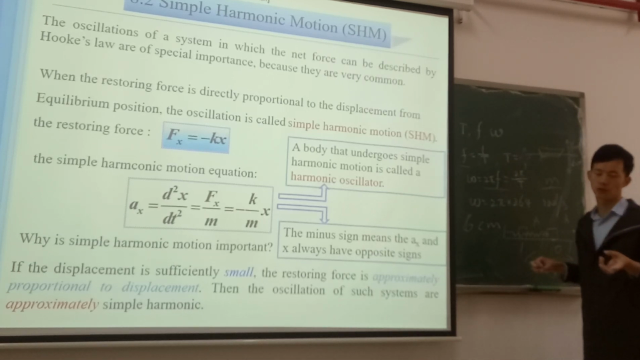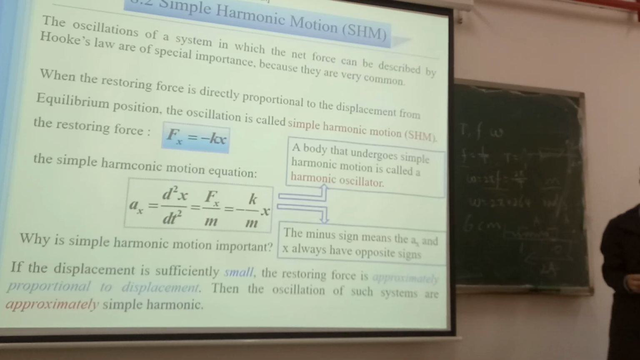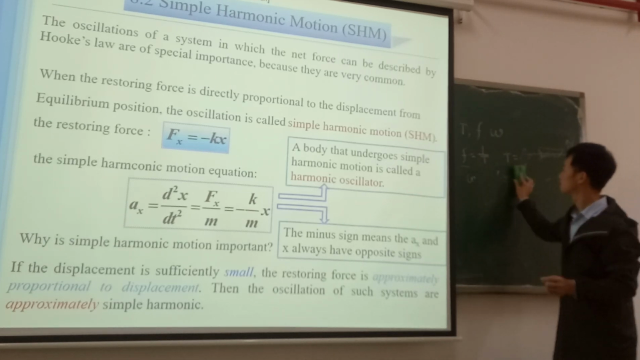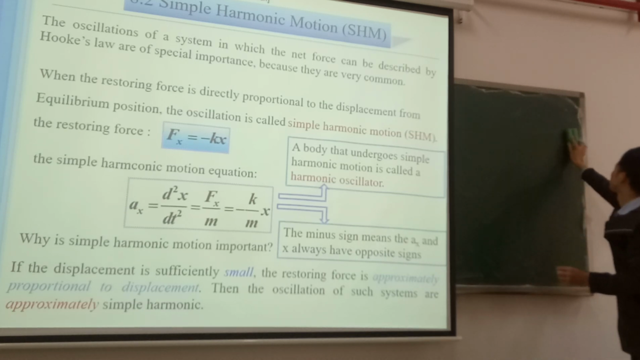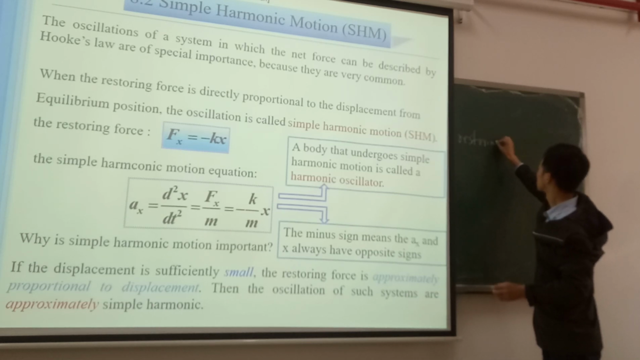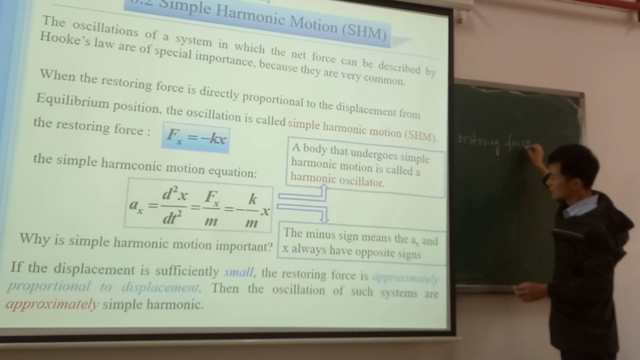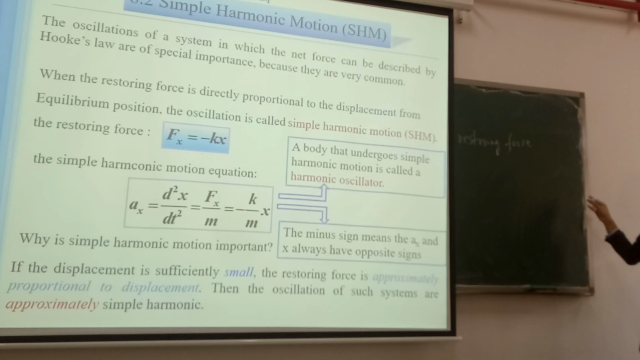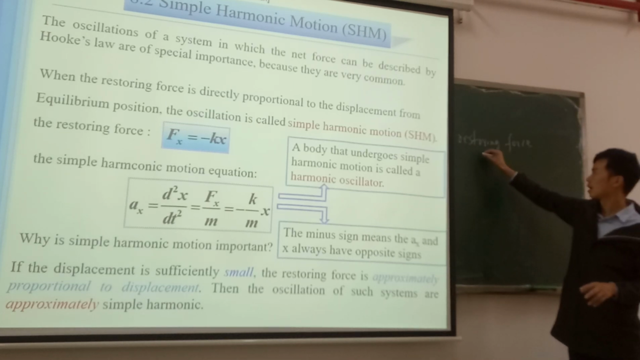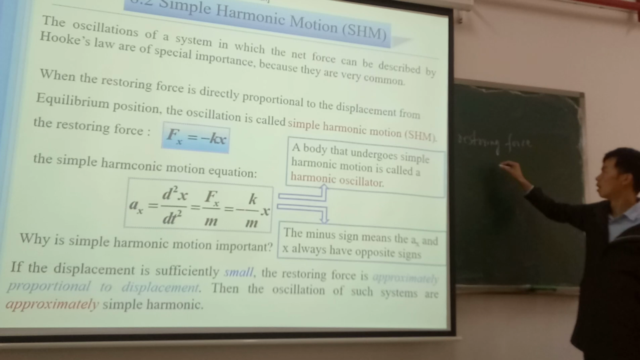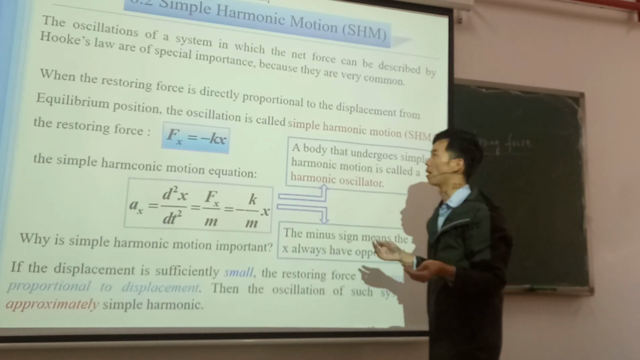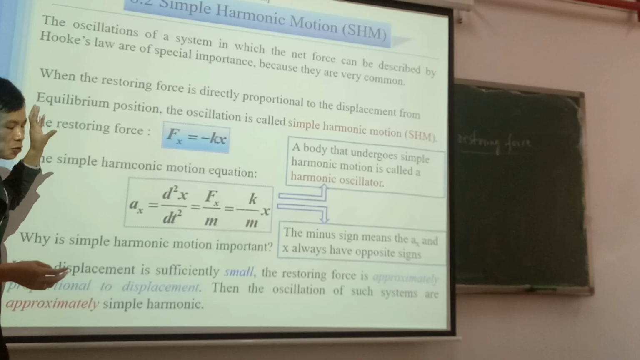If a body is to oscillate, there must be a restoring force. The restoring force is the key factor in the oscillation. So we can classify the oscillation according to the restoring force. Now we look at simple harmonic motion, which is a special oscillation.